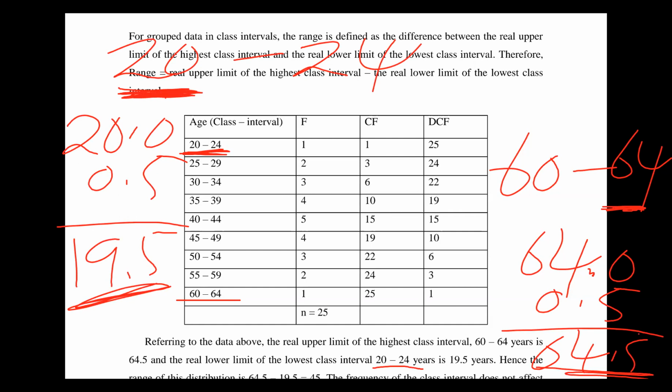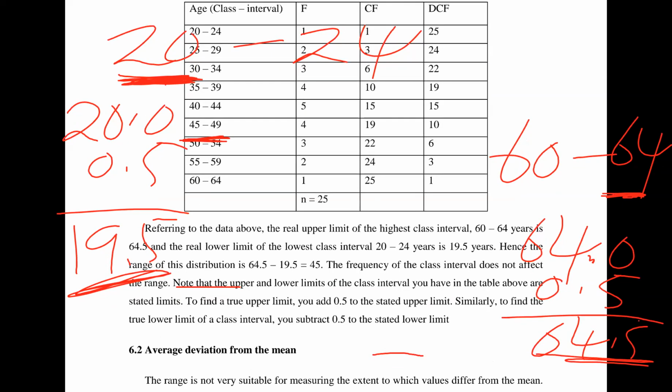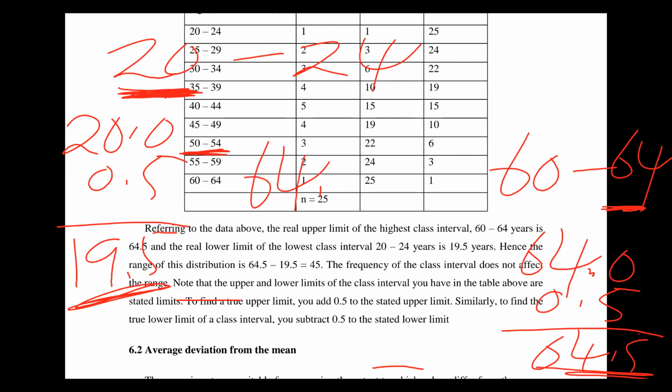And what you're considering here is the age of the people, so these are basically years, okay? So what is the difference? For your range, you will just say 64.5 minus 19.5. So you have 45 as the range of the distribution. Is that clear? It's clear. Okay.